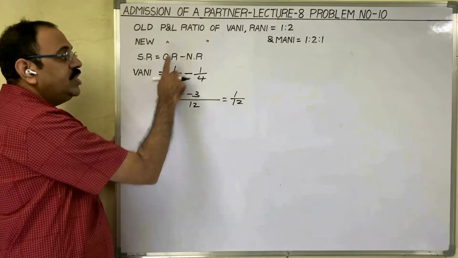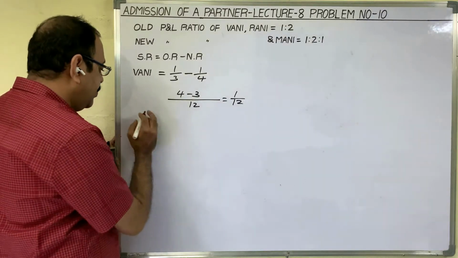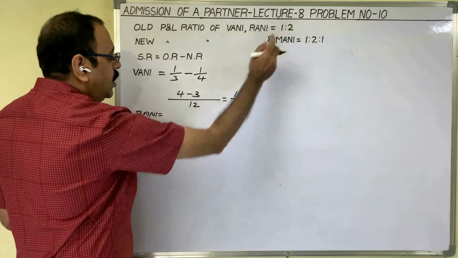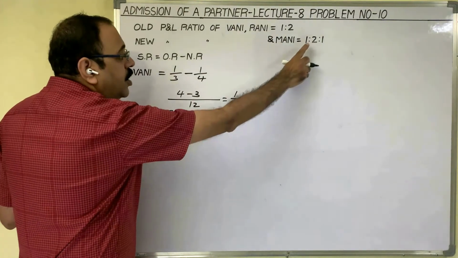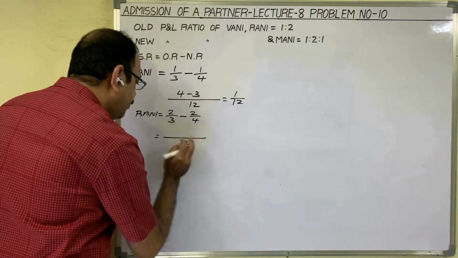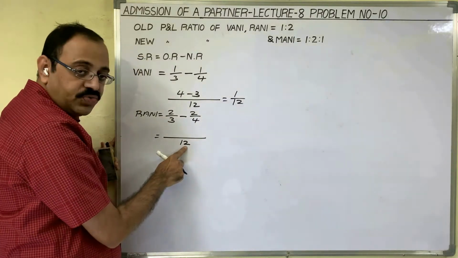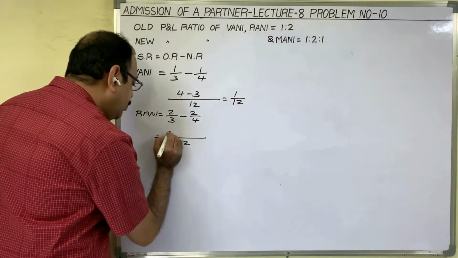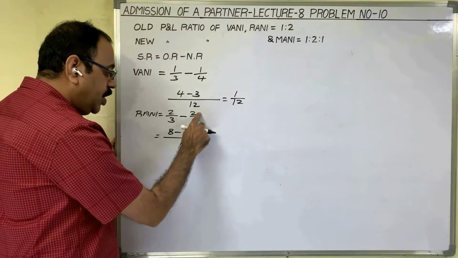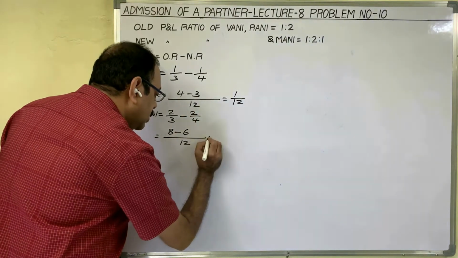Same thing you have to do for the second partner, Rani. Rani's old share is 2/3 minus Rani's new share is 2/4. LCM 12. 3 4s are 12. 4 into 2, 8. 4 3s are 12. 3 into 2, 6.